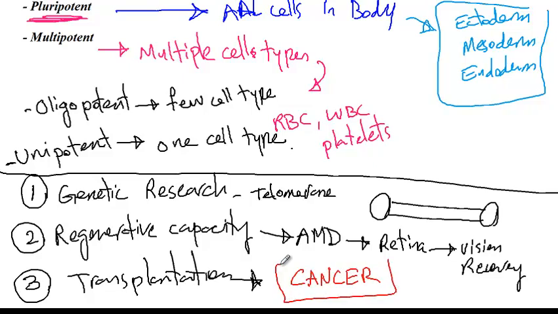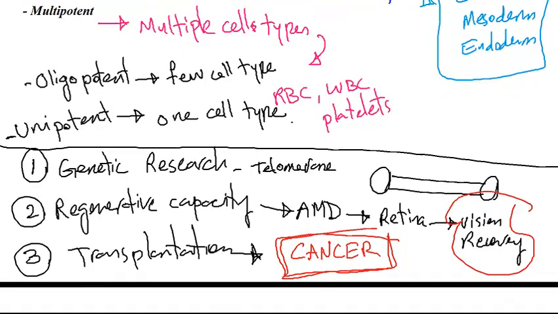And so once we apply any one of these technologies, like for instance this vision recovery example that I gave you, researchers are watching these patients closely to make sure they don't develop cancer or any tumor in their eyes. So there is a risk of cancer development by any application of the transplantation or regenerative capacity studies.